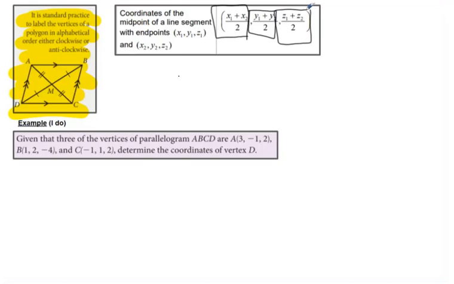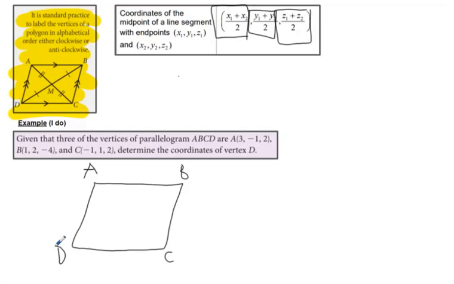So we're just going to do this example. Given that 3 of the vertices of a parallelogram ABCD are A, B, and C, determine the coordinates of vertex D. So if we just draw this, there's a parallelogram. And by the way, this isn't the only way to do it. If I just start with A, B, C, and D, we know the coordinates of A, B, and C, so D's the bit we don't know.